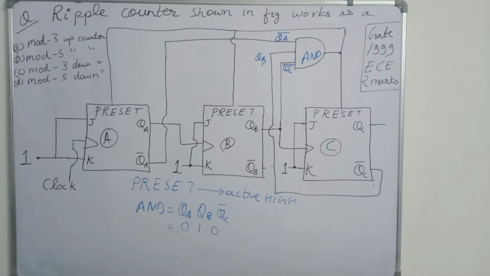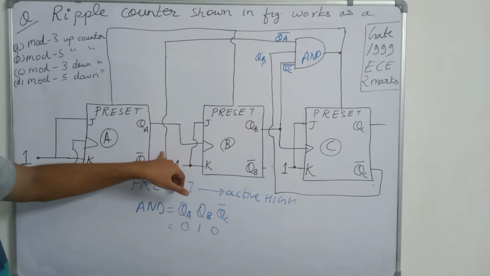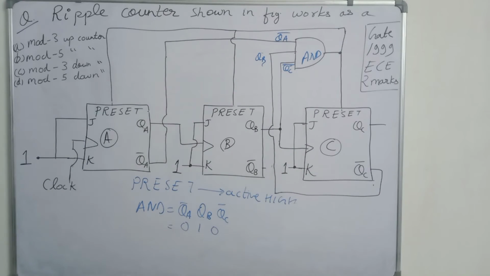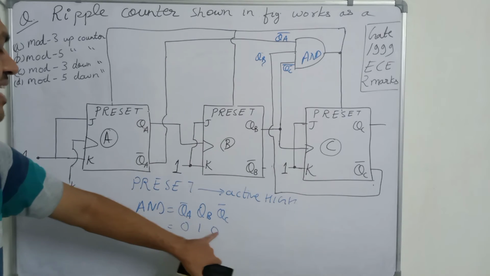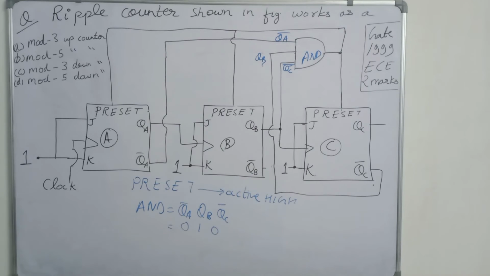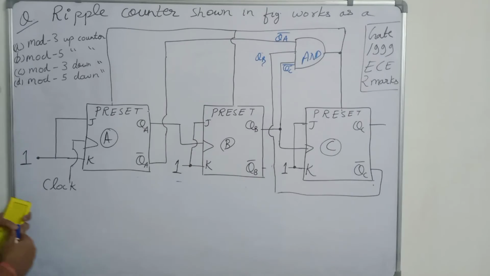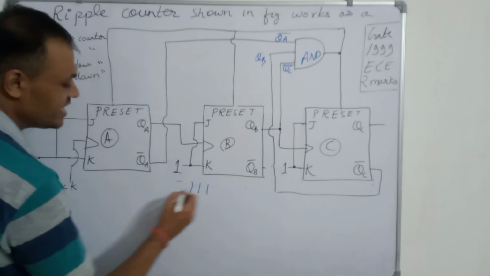The initial state will be 1 1 1, because when QA bar is 0, QB is 1 and QC bar is 0, then the circuit will preset to the state 1 1 1, because this preset is 1 1 1. So the initial state will be 1 1 1. So it works as a down counter, because the initial state will be 1 1 1.